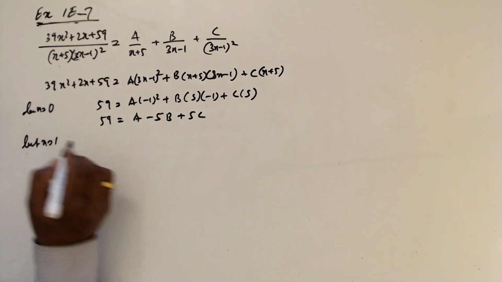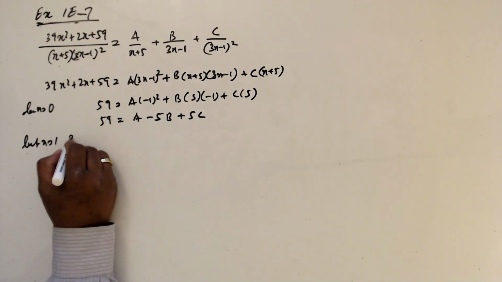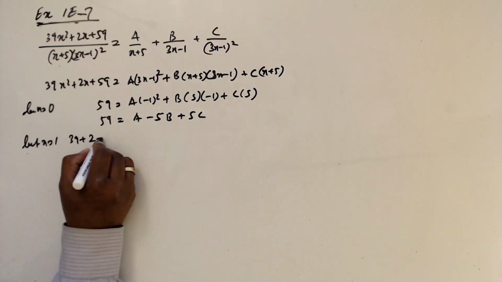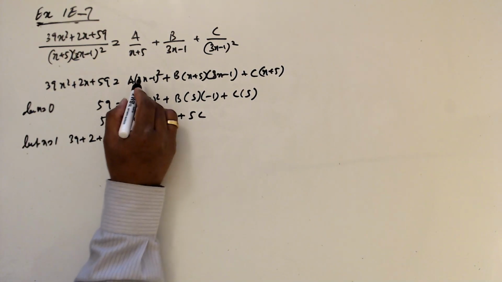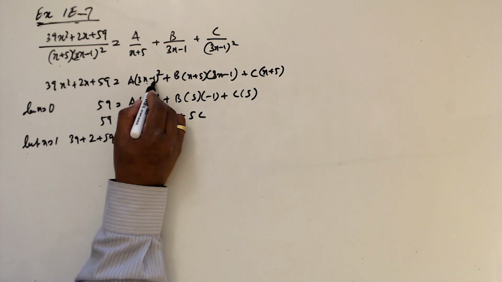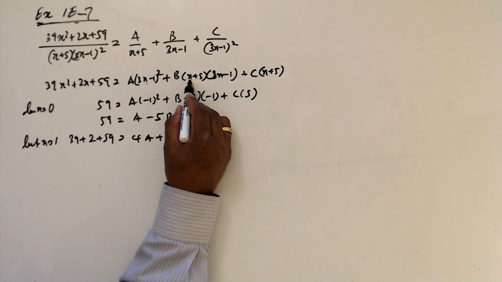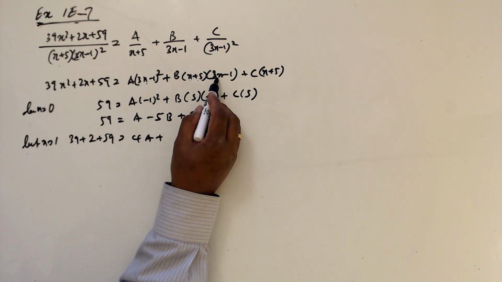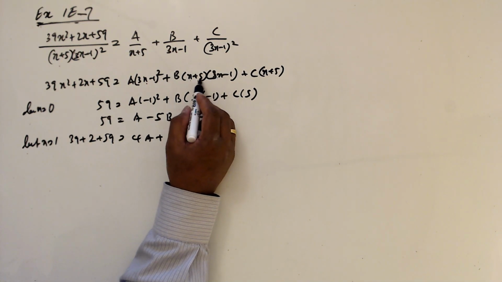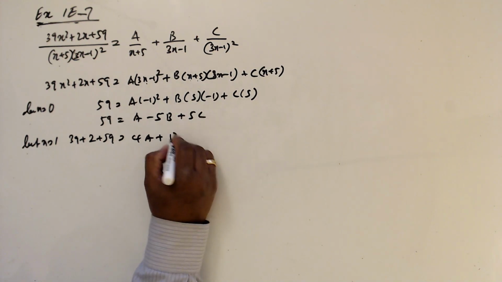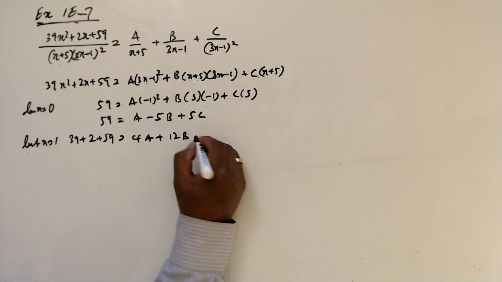Let x equal 1. Then this is 3 plus 2 plus 59. So this is 3 times 3 minus 1, 2 squared, 4A plus. This is 16 and this is 2. 6 times 2, 12B plus 6C.